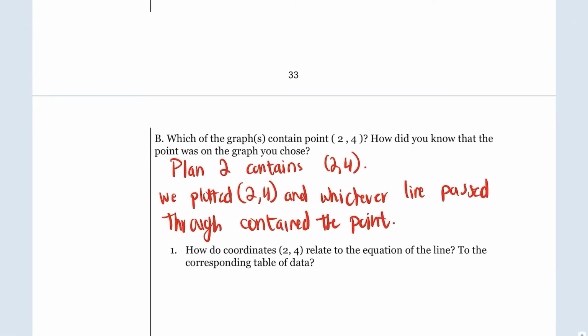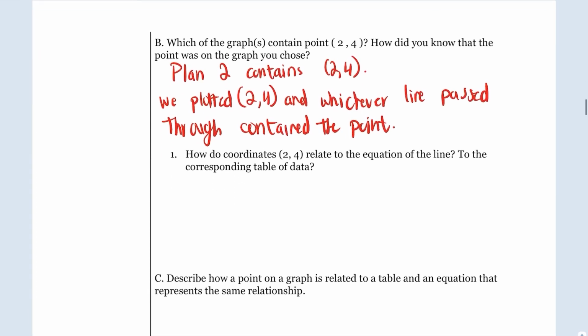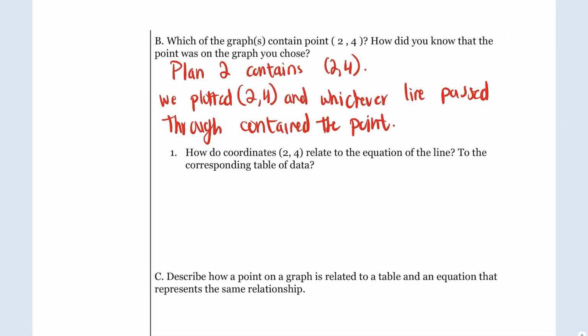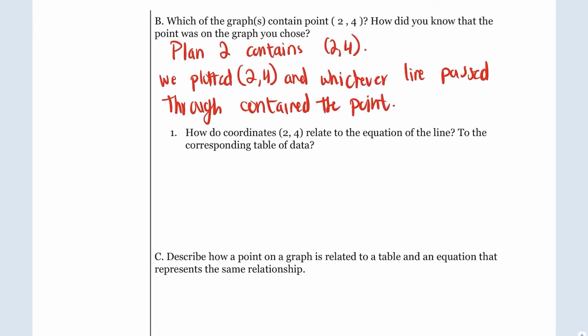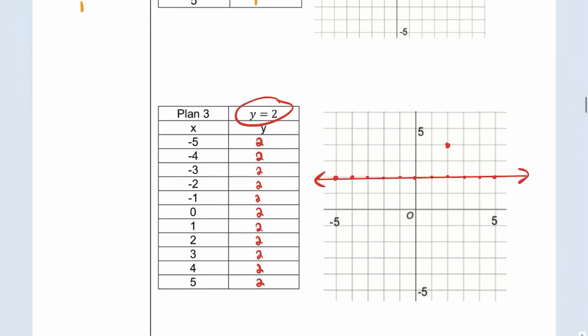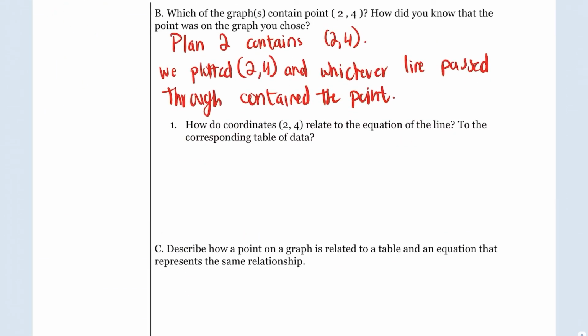Okay, how do coordinates (2, 4) relate to the equation of the line, right? So let's take a look at the equation that we were given. I believe it was negative x plus 6. Yeah, y is equal to negative x plus 6. Let's take a look at how (2, 4) relates to this equation.